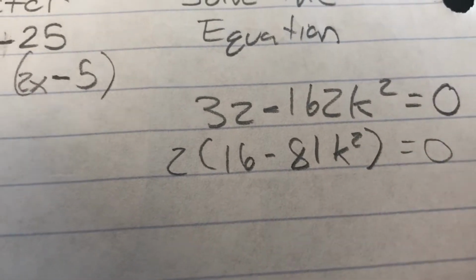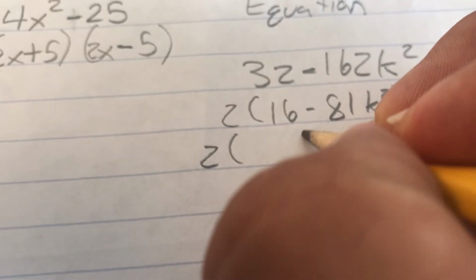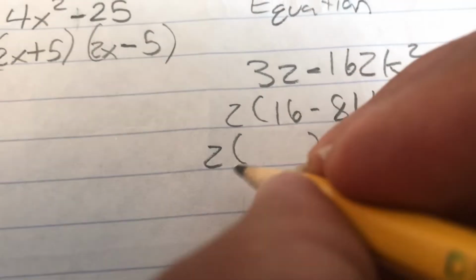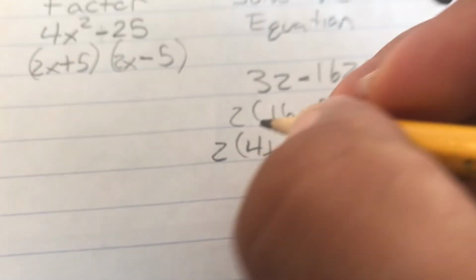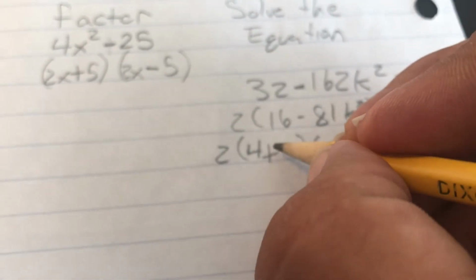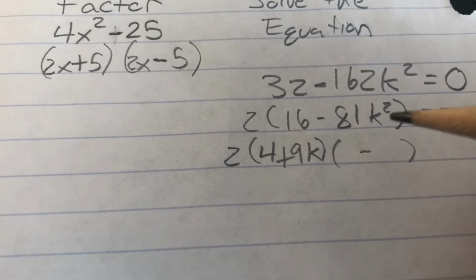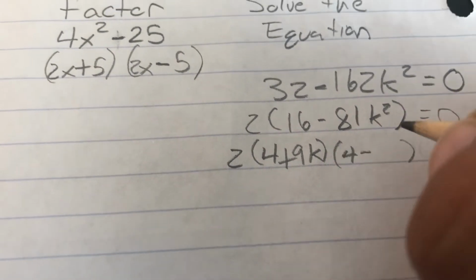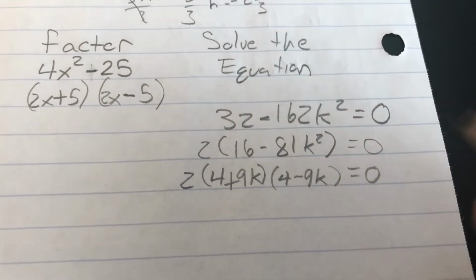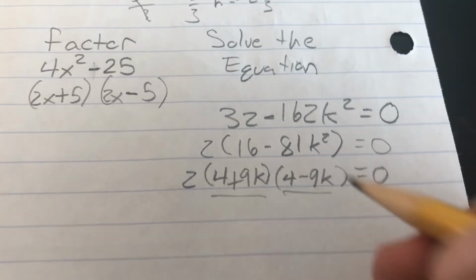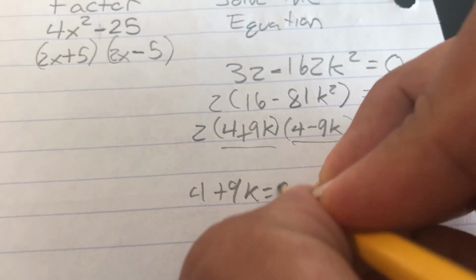Now remember, we're trying to solve the equation. So when we're done, we still have a little bit more work to do. So 2 is still here, but now I know that I have one parentheses with a plus and one with a minus. This is going to be 4, and that is going to be 9k. Because 9k times 9k makes 81k squared. And the other one's going to have the same exact thing, 9k. And remember, this has to equal 0. So all we have to do is make this equal 0 or this equal 0, and we'll find both solutions. So 4 plus 9k equals 0.